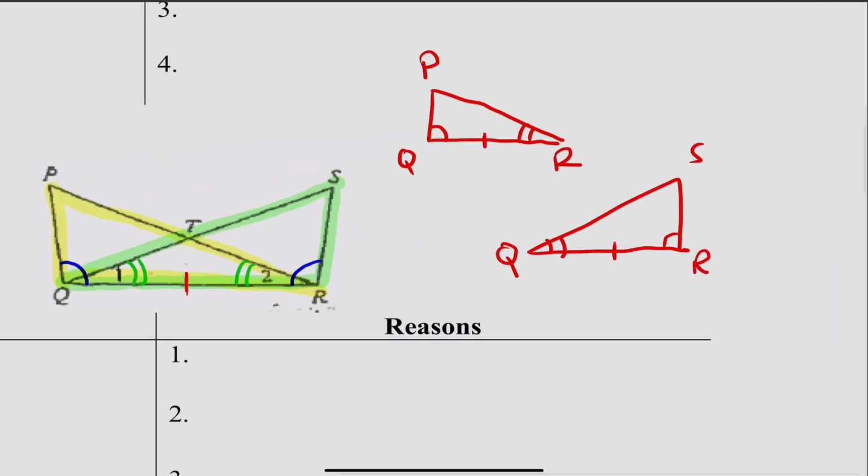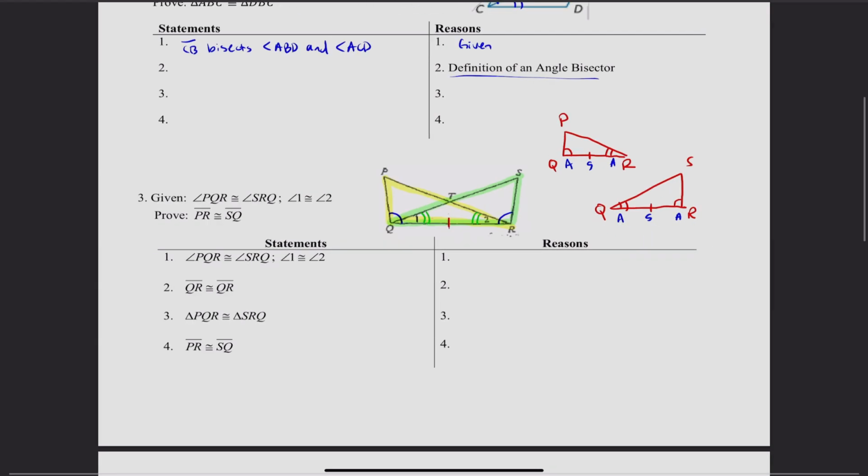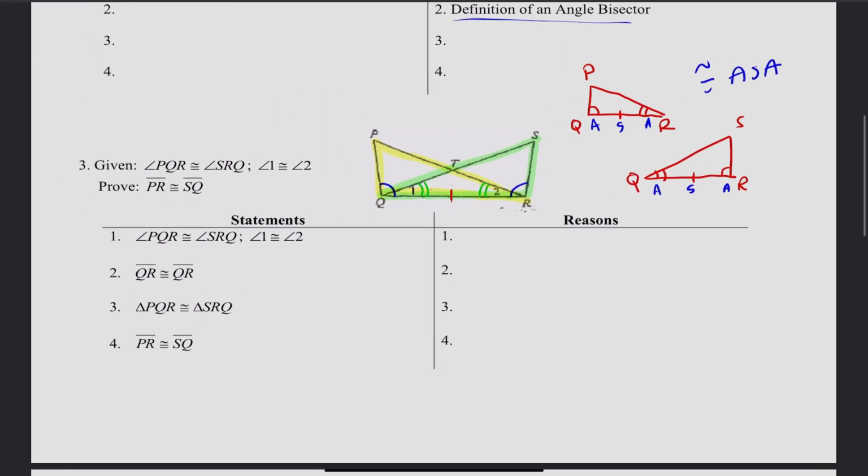So I can see that these two triangles are congruent. Well, this angle corresponds with this angle, and this segment corresponds with that segment, and this angle corresponds with that angle. So that means that these two triangles are congruent by ASA. Okay, so let me go ahead and start the proof with y'all. So this is copied from your given, so I will say that the reason is given. And segment QR is congruent to segment QR. That's the reflexive property.